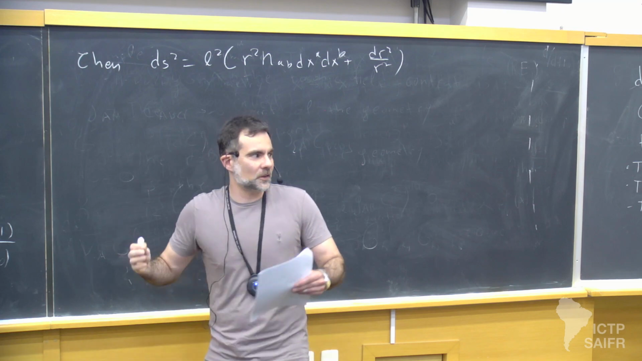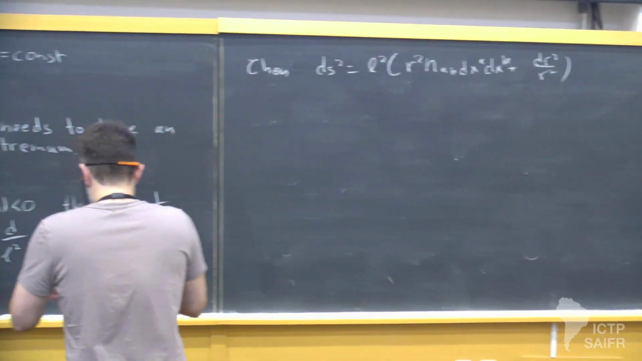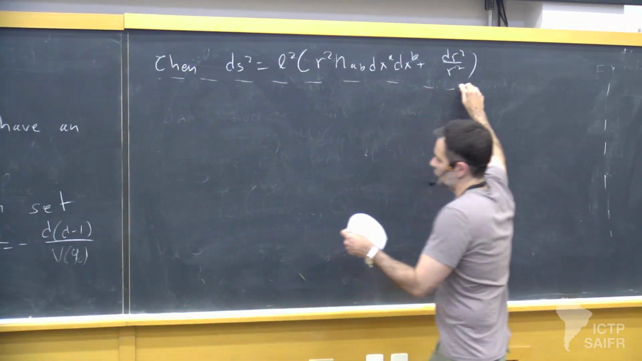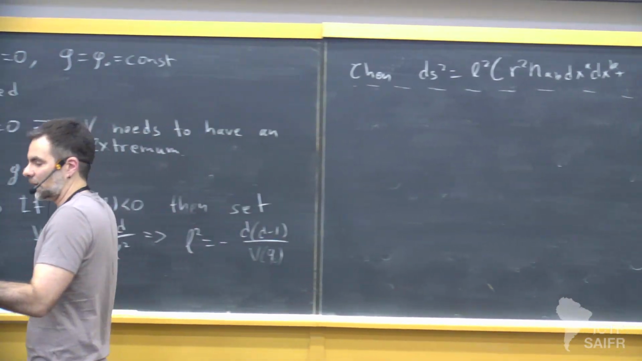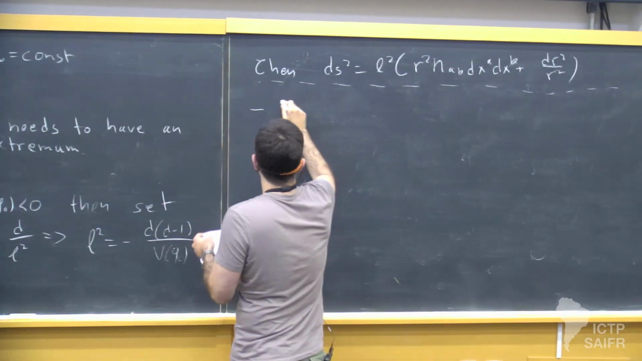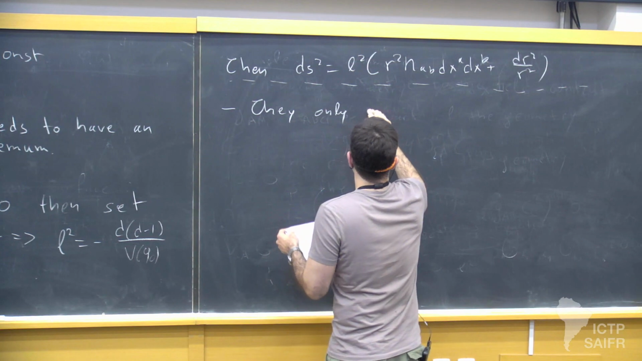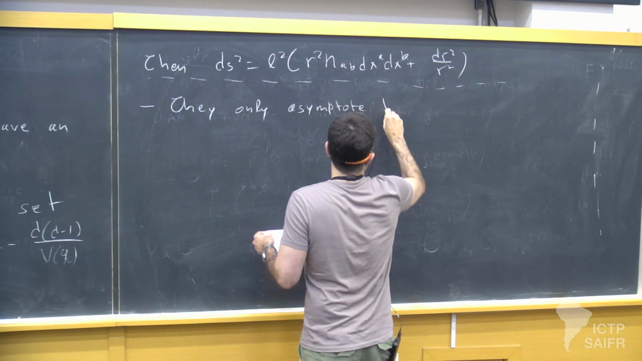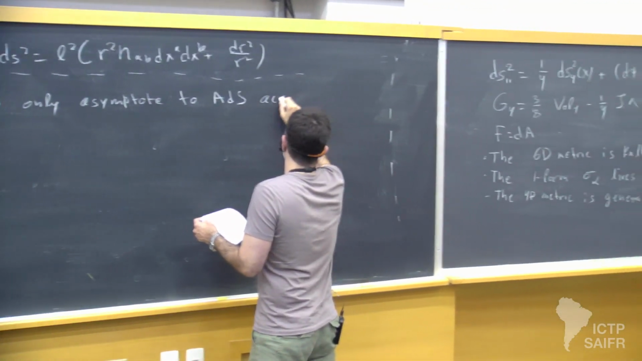Okay, so AdS is a solution of this thing. What other kinds of solutions can we write down? So let's see. So the other solutions that I am going to be interested in only asymptote locally to AdS. So they only asymptote to AdS, according to the following expansion.